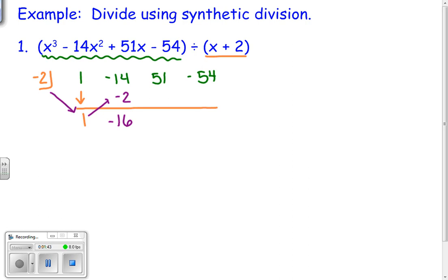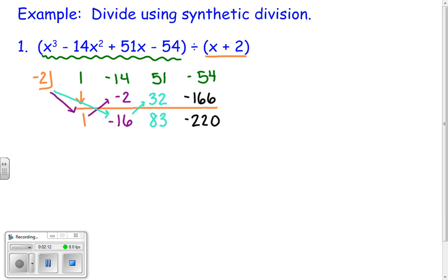Then I multiply again. You probably don't want to put these arrows down, but I'll show you where they're coming from. I'm multiplying these two. Negative 2 times negative 16 is 32, and that goes there. Then I combine. 51 plus 32 is 83. Then I multiply. Negative 2 times 83 is negative 166. And I add. Negative 54 plus negative 166 is negative 220.